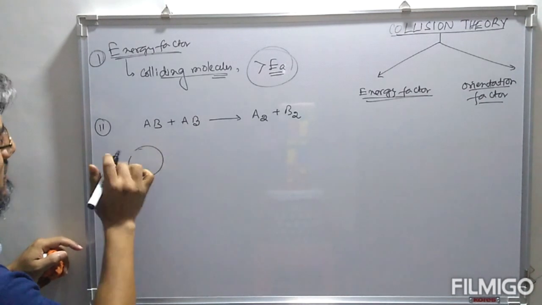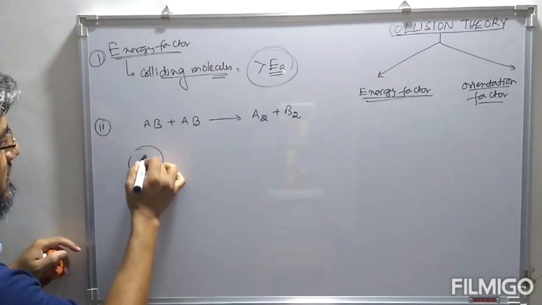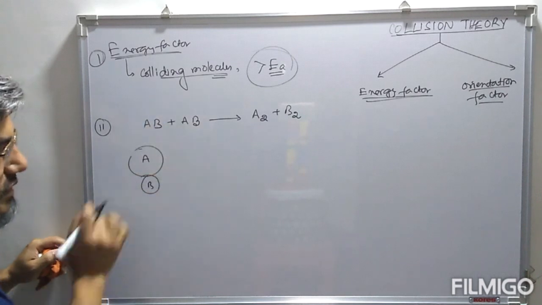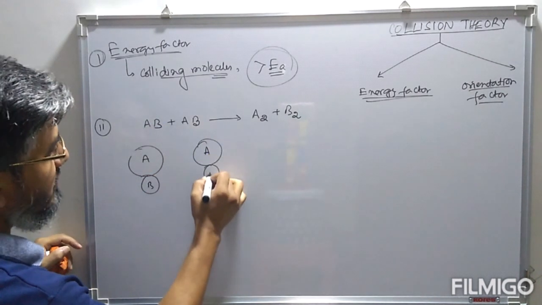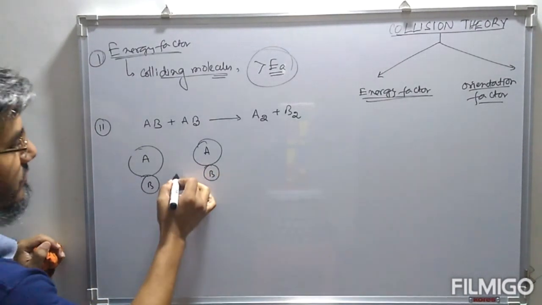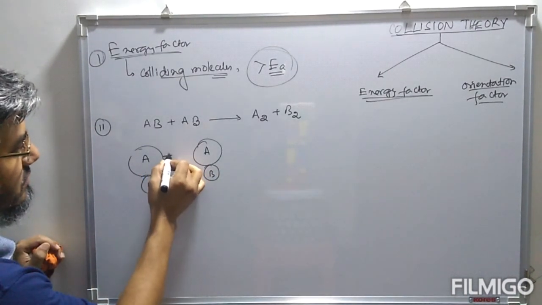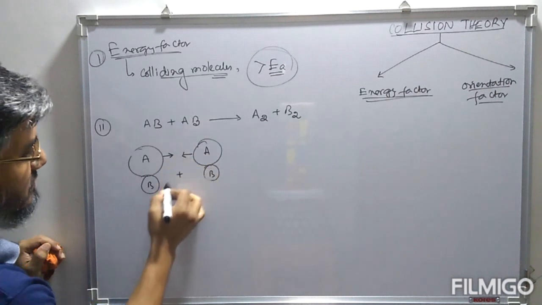Suppose we have this AB, this is A, this is AB molecule. This is another AB molecule. Now we have to react this, so this will undergo collision.